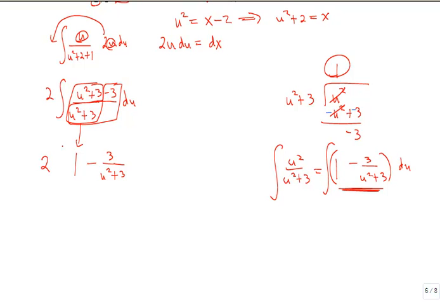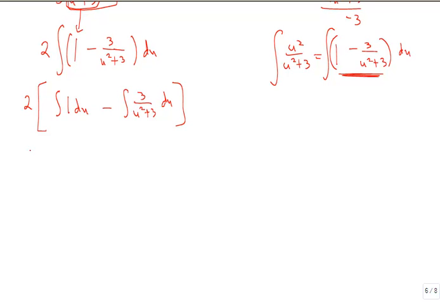We still have this 2 out front, and now we're going to integrate these 2 terms instead. So let's break it up into 2 different integrals. I'm going to leave that 2 way out front with brackets, and I'm going to break this up into the integral of 1 du minus the integral of 3 over u squared plus 3 du.